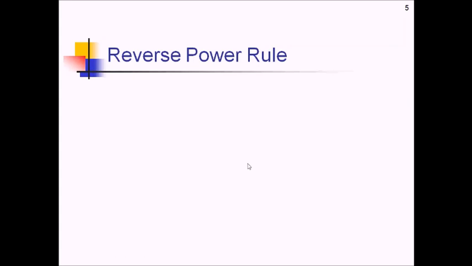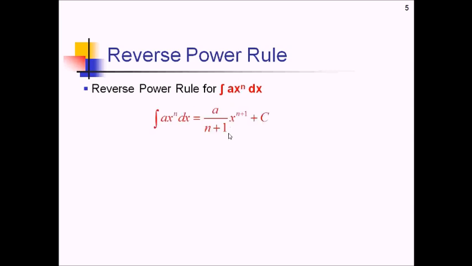On those last two problems, we were doing kind of an experimental guess and check sort of method for finding the antiderivative, but it'd be nice if there was just a systematic way of doing this that didn't require all those mental somersaults. And in fact, there is a way to reverse the power rule very quickly and efficiently. So here's the reverse power rule for the antiderivative of a times x to some constant n. A and n are just constants.